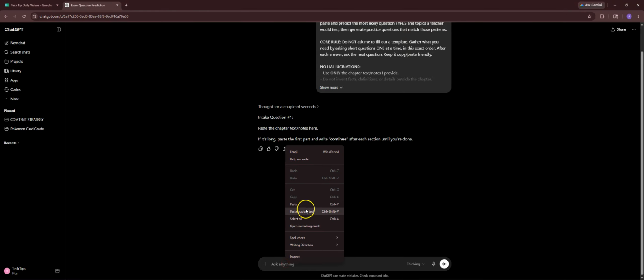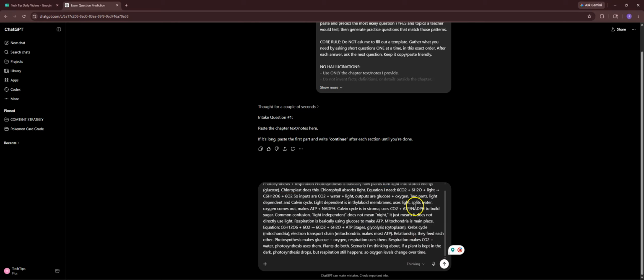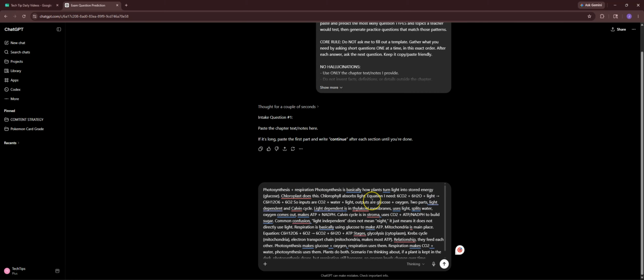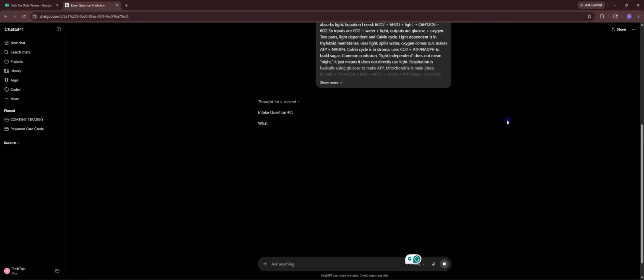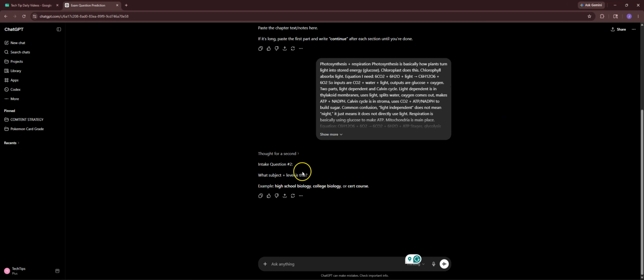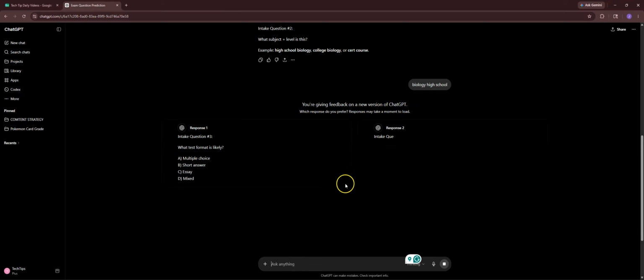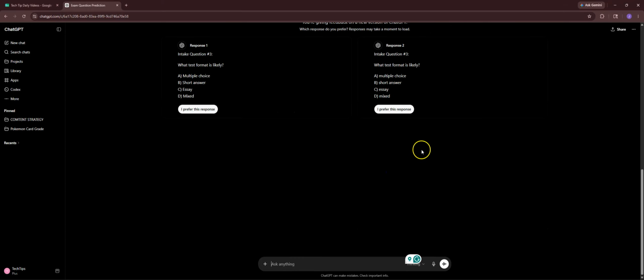So I'm going to go ahead and paste some chapter notes. That is just some very generic stuff that I came up with. Very messy. It's designed as if I was, let's say, a high school or early college student taking biology. So as we see here, intake question 2, what subject and level is this? I'm going to say biology, and let's just say high school for fun. What test format is likely? We're going to just say mixed, assuming we don't know.